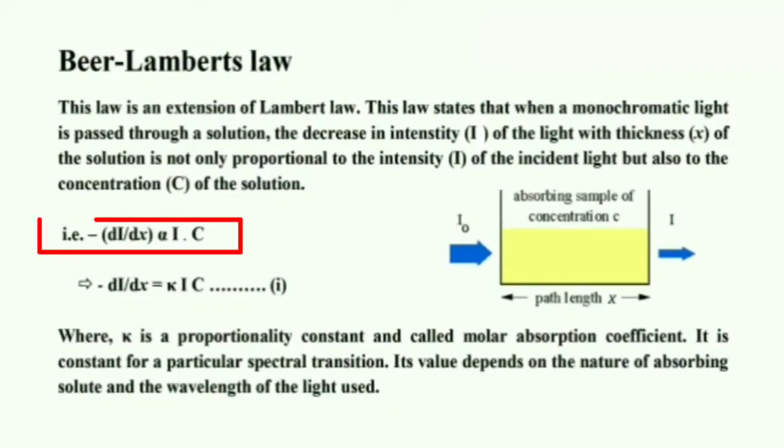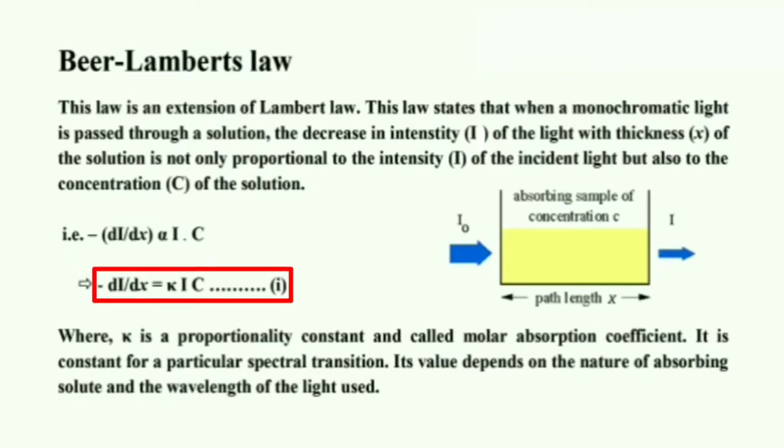So mathematically we can write minus dI by dx is directly proportional to I into C, and minus dI by dx is equal to kappa into I into C, where kappa is a proportionality constant and is called the molar absorption coefficient. It is constant for a particular spectral transition, and its value is dependent on the nature of the absorbing solute and the wavelength of the light used. So here the minus sign is used simply to indicate that the intensity of the light decreases after absorption.